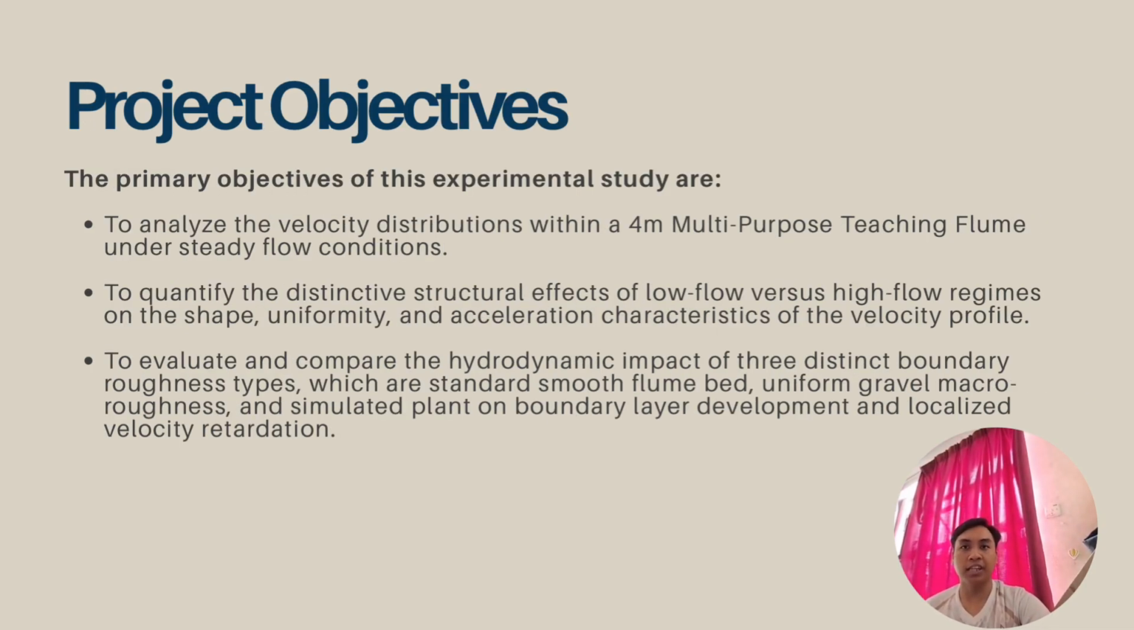Next, we move to the project objective. The primary objectives of the experimental study are, first, to analyze the velocity distribution within a 4-meter multi-purpose teaching flume under steady flow condition. Second, to quantify the distinctive structural effect of the low flow versus the high flow regime on the shape, uniformity, and the acceleration characteristic of the velocity profile. Lastly, to evaluate and compare the hydrodynamic impact of the three distinct boundary roughness types, which are standard smooth flume plate, uniform gravel macro roughness, and a simulated plant, on the boundary layer development and localized velocity retardation.